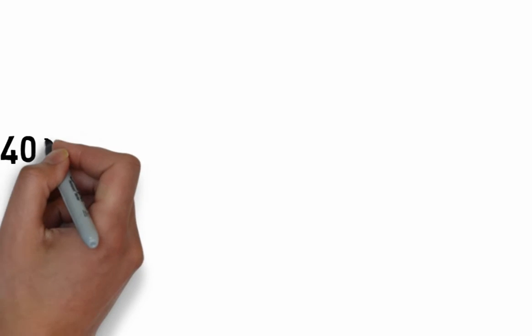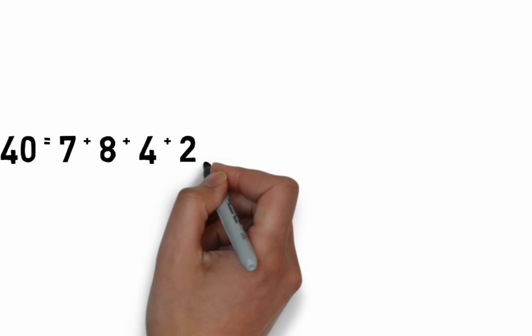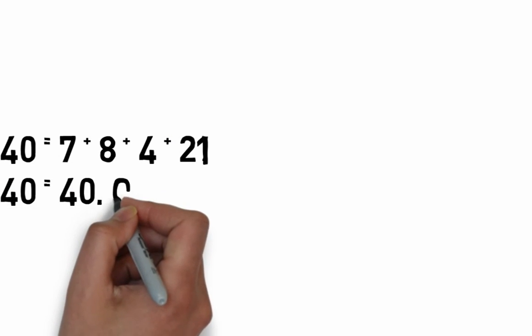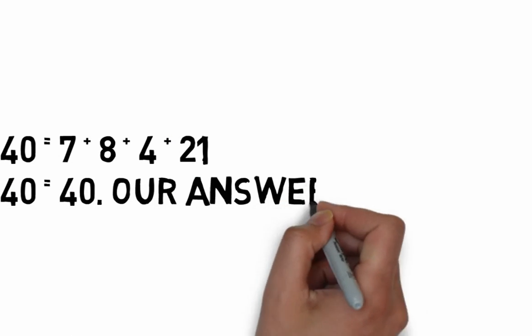Let's see now if all these candy bars add up to 40. 40 equals 7 plus 8 plus 4 plus 21. 40 equals 40. Our answer is correct.